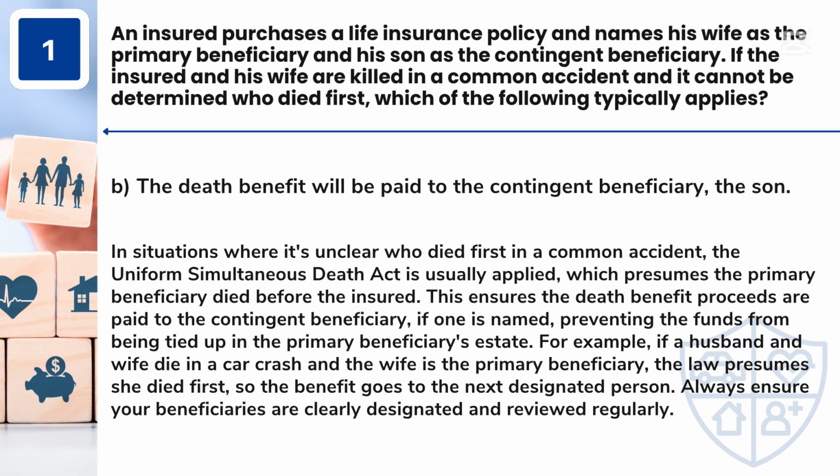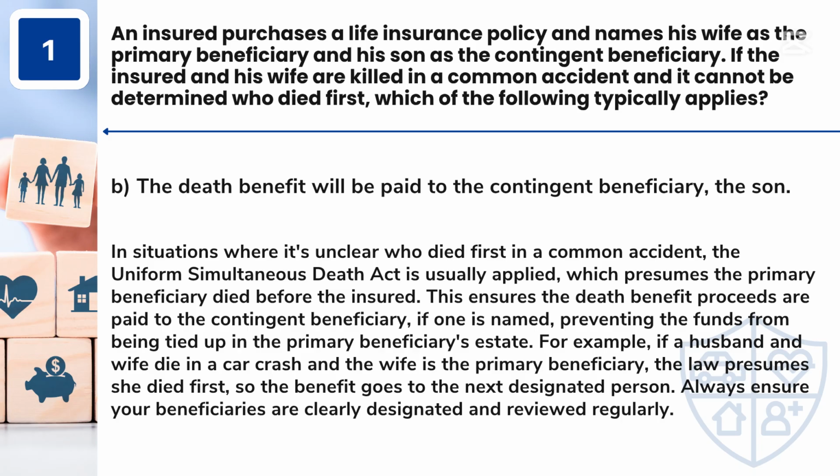Answer: B. The death benefit will be paid to the contingent beneficiary, the son. In situations where it's unclear who died first in a common accident, the Uniform Simultaneous Death Act is usually applied, which presumes the primary beneficiary died before the insured. This ensures the death benefit proceeds are paid to the contingent beneficiary, if one is named, preventing the funds from being tied up in the primary beneficiary's estate.